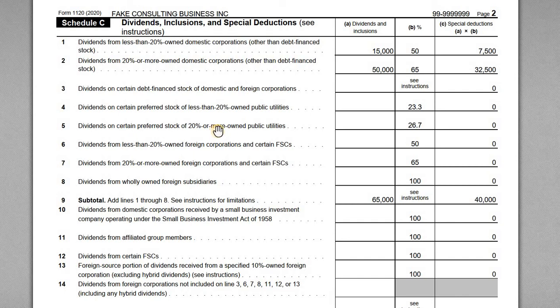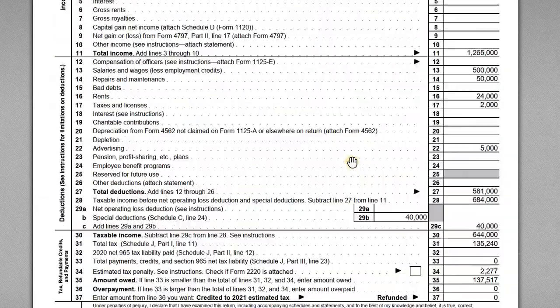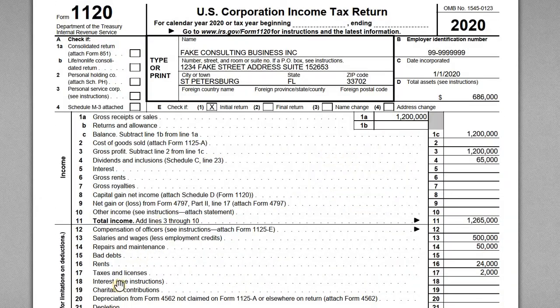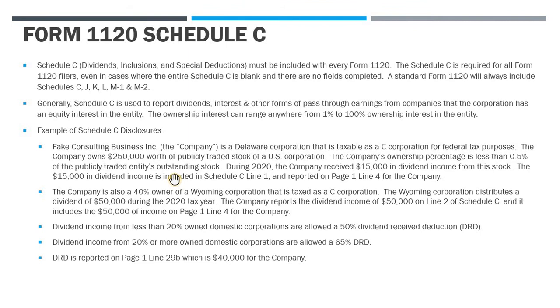Hey there YouTube. So in this video I wanted to cover Schedule C that is included with the Form 1120 U.S. Corporate Income Tax Return. So I have an example of a Schedule C and the Form 1120 in front of us here, but I've also got a slide that we're going to go through with some of the rules and then an example fact pattern, and then we'll flip back to the form itself.